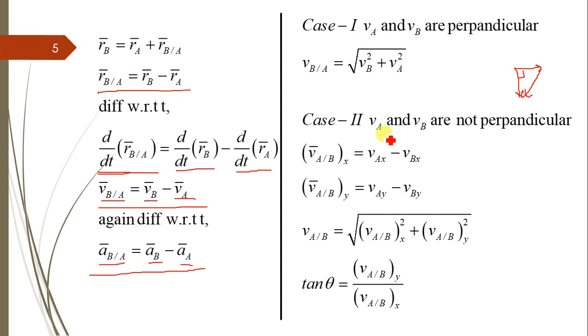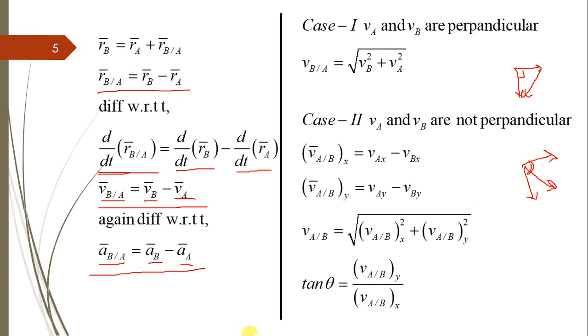Then case number 2: if VA and VB are not perpendicular, meaning VA is going somewhere over here and VB is going somewhere over here, and this angle is not 90 degrees, both are not perpendicular to each other. In that case, the relative vector A to B is determined with reference to resolution and composition.